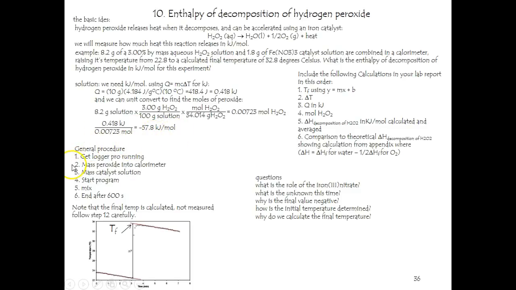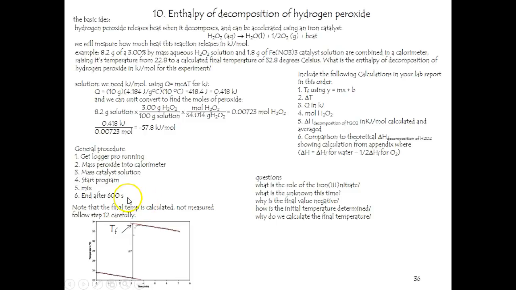I won't list the procedure as usual, but I'll point out a couple of tips. Get LoggerPro up and running. Mass the peroxide into your calorimeter. Mass your catalyst solution so you have your total mass, just like they did up here. Start the program and then mix them in that order.